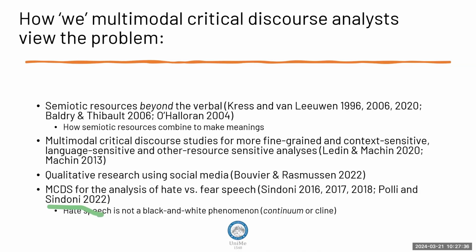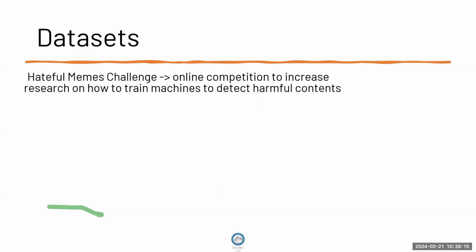So within this model, we conceptualize hate speech not as a black and white phenomenon, but we think that it could be interpreted along a spectrum. So this somehow goes against current AI modeling systems, because current AI modeling systems are just binary. Hateful, non-hateful. That's the kind of thing they do. Whereas hate is much more nuanced, and it is a very complex phenomenon.